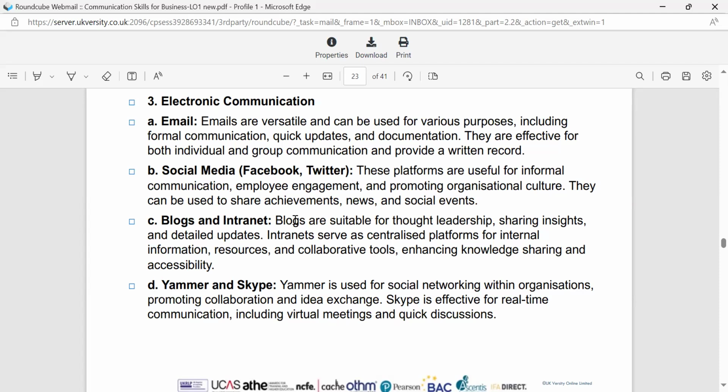The next one is social media, which is Facebook and Twitter. It could be WhatsApp. It could be any element of that, and that could be things like trying to engage through that form of communication. Blogs and intranets are suitable for thought leadership, sharing insights and detailed updates.